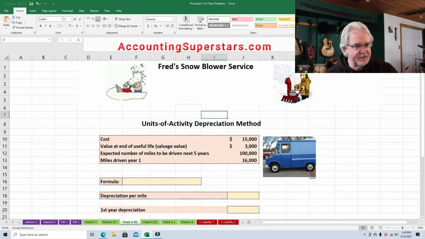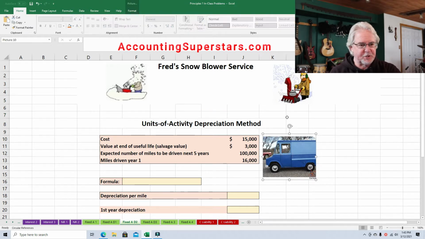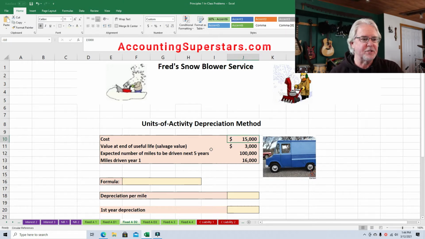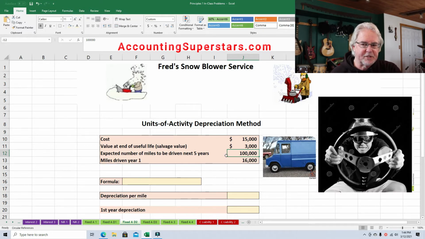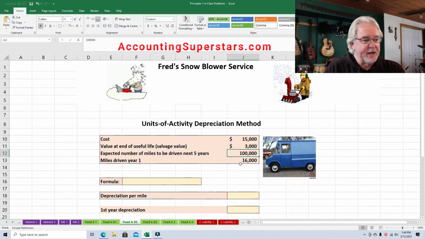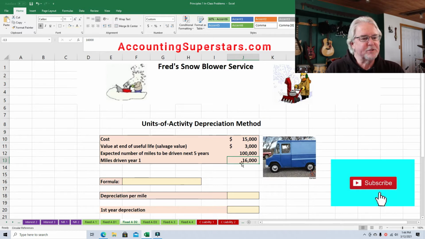We've got this van. Fred's Snowblower Service is buying this beautiful blue van, and they bought it for $15,000. The value at the end of the useful life is expected to be about $3,000. They also expect it to be driven for maybe the next 5 years or 100,000 miles. And so what we're going to do is depreciate this truck over the number of miles that it's driven. So it's a little different than the straight line method, although there are a lot of similarities. The miles driven in the first year are 16,000 miles, so we'll use that number too.